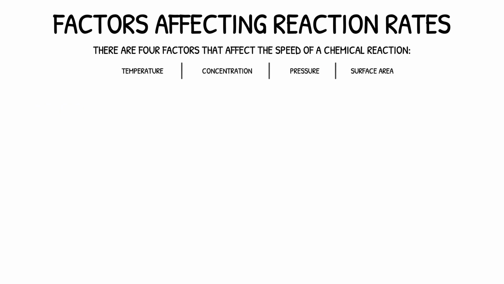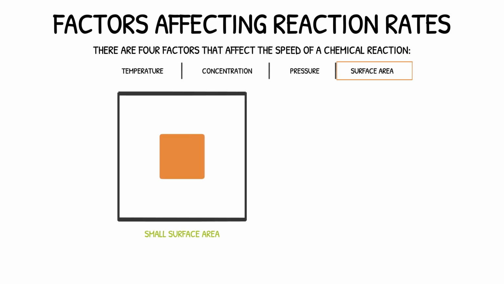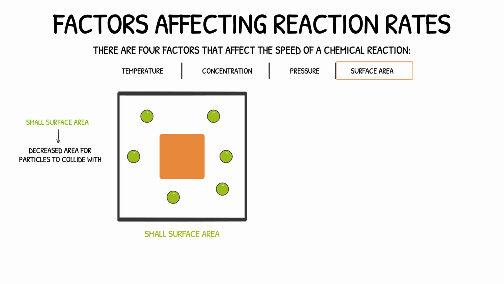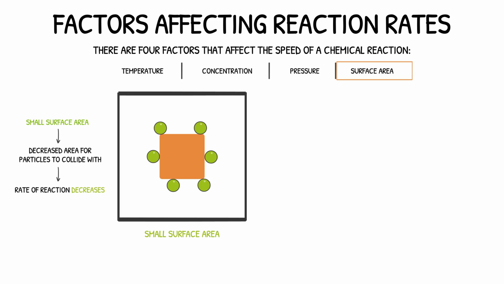The relationship between the surface area and the reaction rate is probably the trickiest to explain, hence why it's been left till last. Let's use this square to represent a reactant with a very small surface area. Because there is less exposed area for the other reactant particles to collide with, the collisions between the reactant particles are limited, which in turn slows the rate of the reaction.